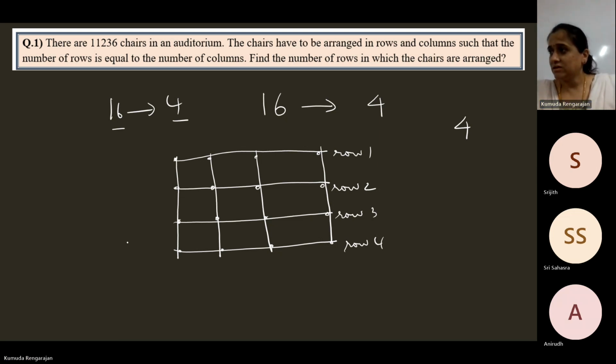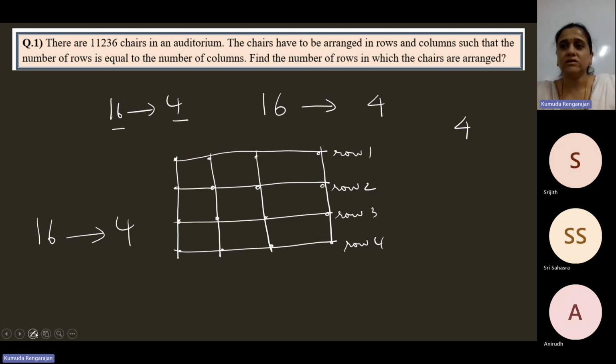For this question, the answer is the square root of 11,236. In our example question, there were 16 chairs, but in this question, 11,236 chairs. What's the answer for our example question? 4. 4 is the square root of 16. So the square root of the given number is the answer. The given number in this question is 11,236. So the square root of 11,236 will give you the number of rows and columns you should have to make a square arrangement.